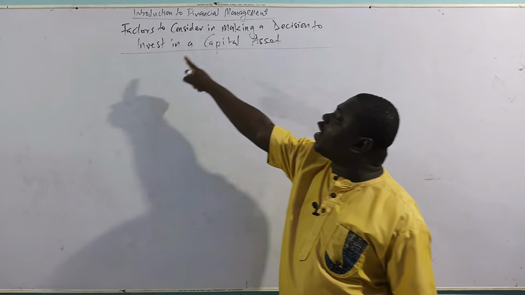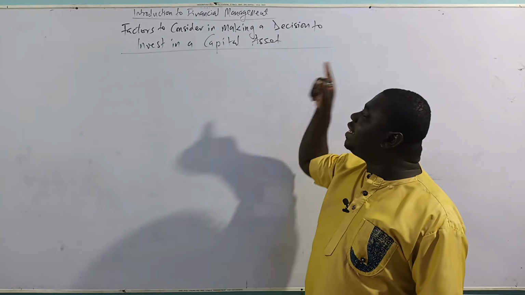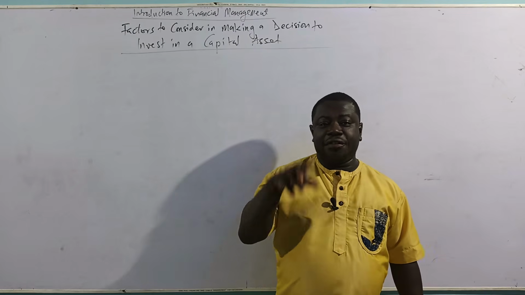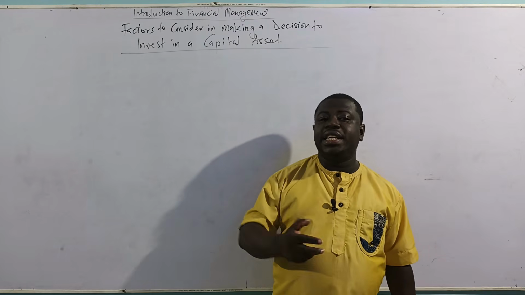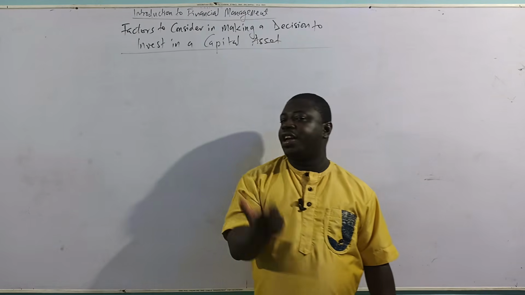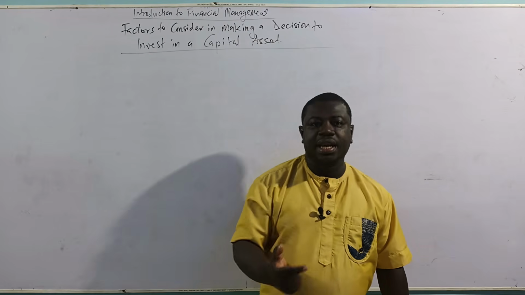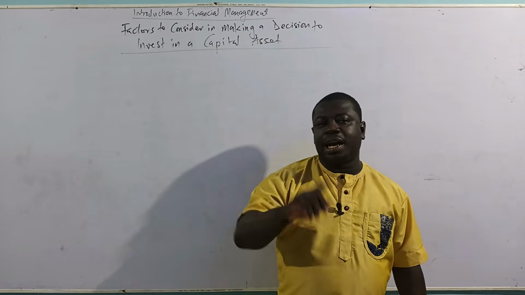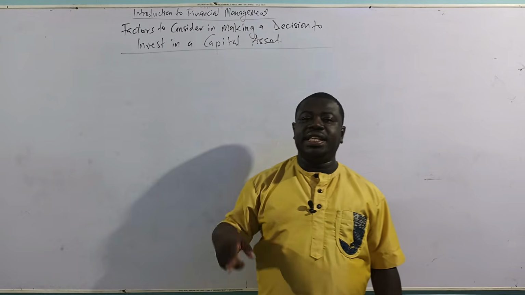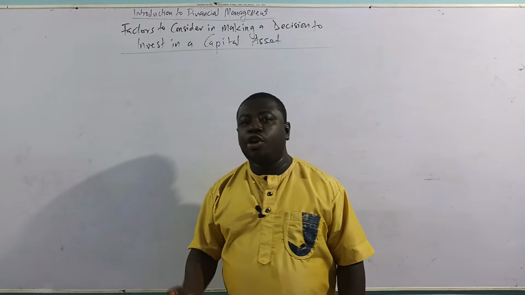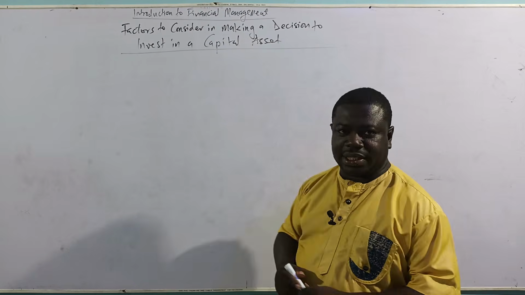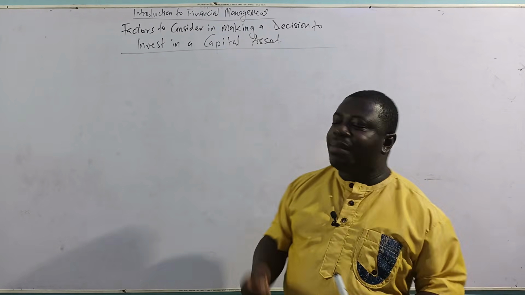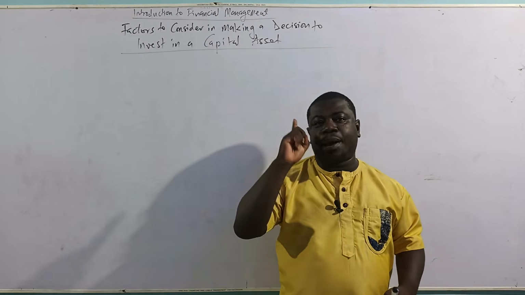Now, we are looking at factors to consider in making a decision to invest in a capital asset. We have said that under the investment decision, you are likely to invest either in a capital asset, in a financial asset, or in working capital. These are the three options you have. And we are saying that to invest in a capital asset, these are the factors you should consider. Now I'm going to list them and I'm going to take my time to explain. So, factors to consider in making a decision to invest in a capital asset.